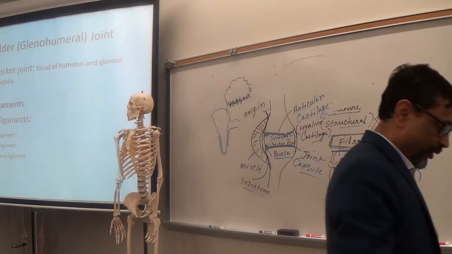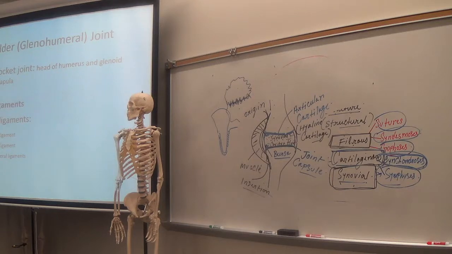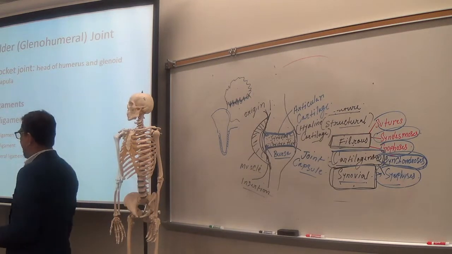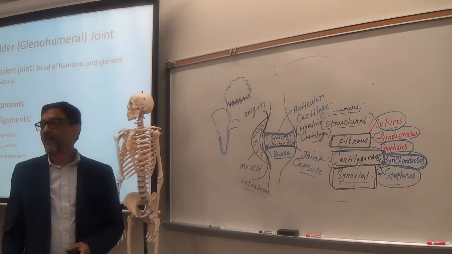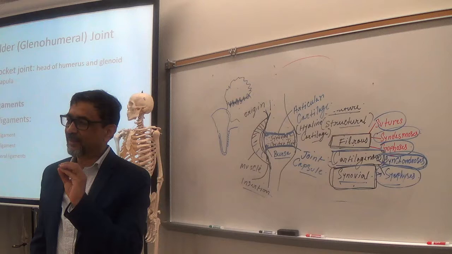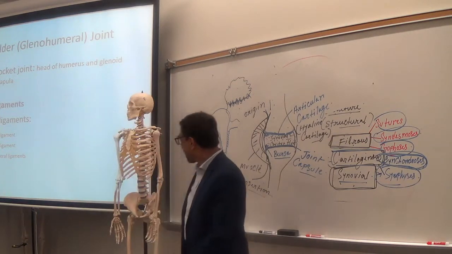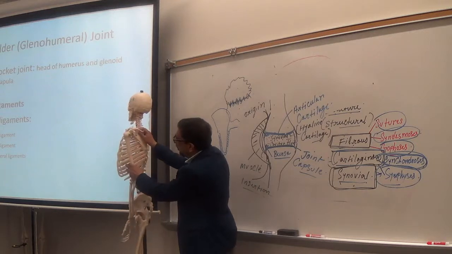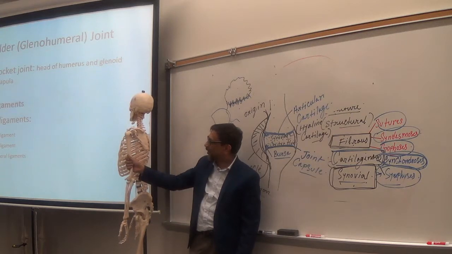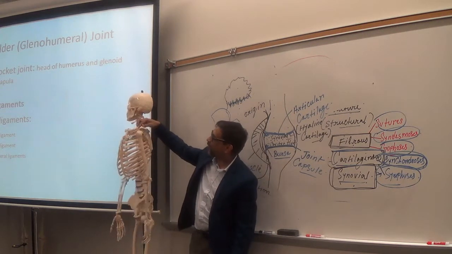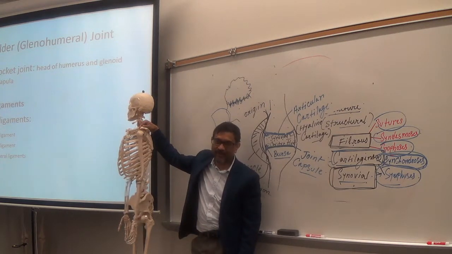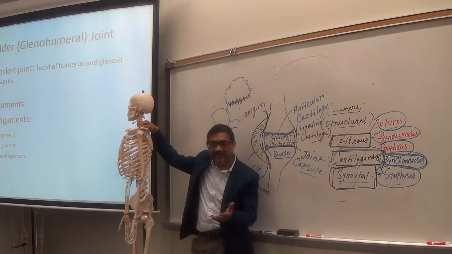Ligaments in the shoulder joint, you have three types of ligaments: coracohumeral, coracoacromial, and three glenohumeral ligaments. Now, as I said, if you know the bones and their parts, it becomes easy to remember. First, see coracohumeral. This bone is what? Humerus. And this part of the scapula, this piece, is called the coracoid process.